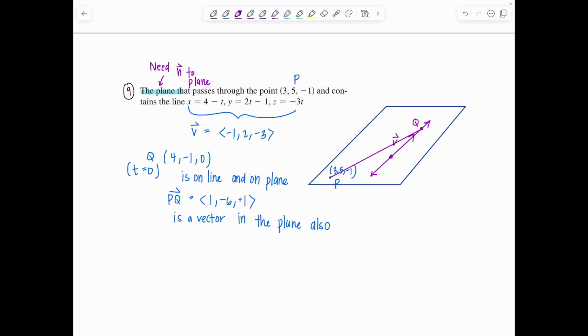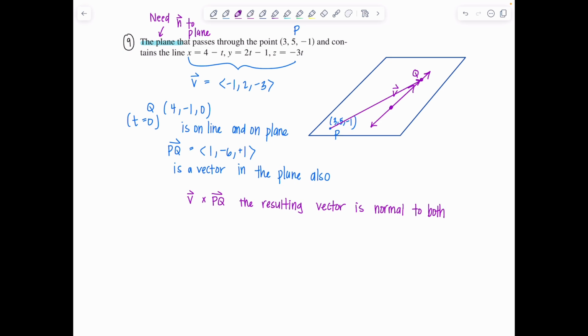Boom. Okay, so I'm going to take the cross product now. If I take V and cross it with PQ, the resulting vector is normal to both. Remember, the result of a cross product is mutually orthogonal to the original two vectors, and therefore normal to our plane.